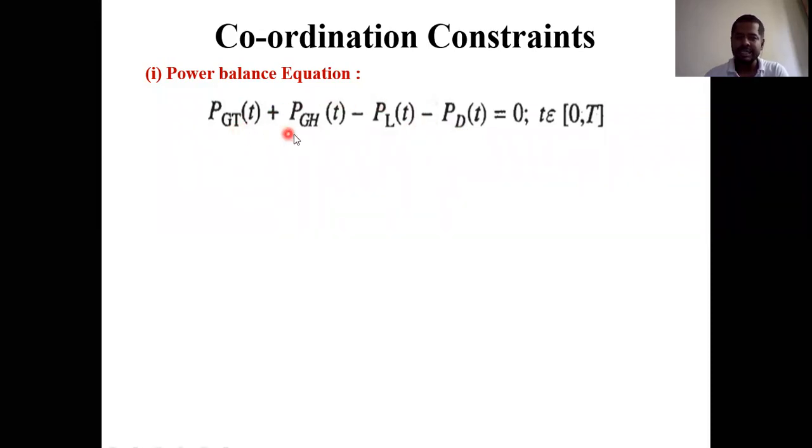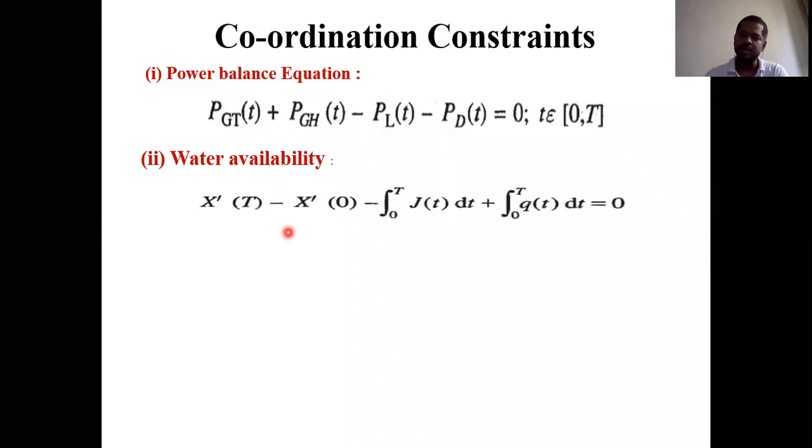We are representing these powers in continuous time, so that's why we use T in brackets here. This is a continuous representation. And one more thing is water availability. So how to write water availability here? X dash of T minus X dash of 0 minus, this is the water inflow, and this is the water outflow, or we can say water discharge. Already explained how to write this equation, and in this class also, I will explain again how to write this equation.